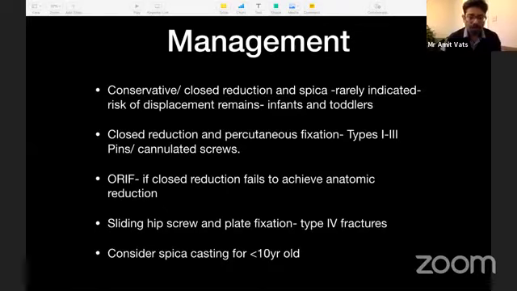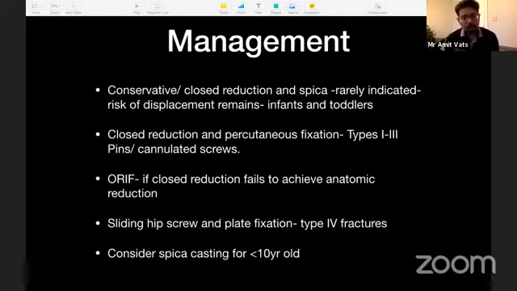For type 4 fractures, a sliding hip screw and plate fixation, just like a DHS in an adult intertrochanteric fracture, may be of benefit. Again, to supplement the pinning in a younger child, consider spica casting to add further stabilization.